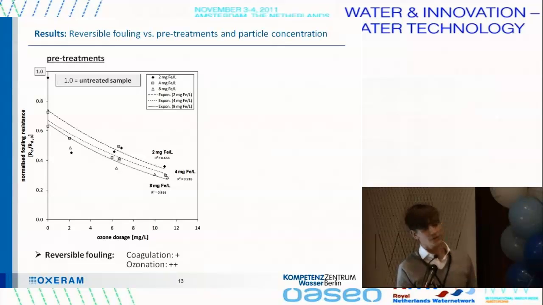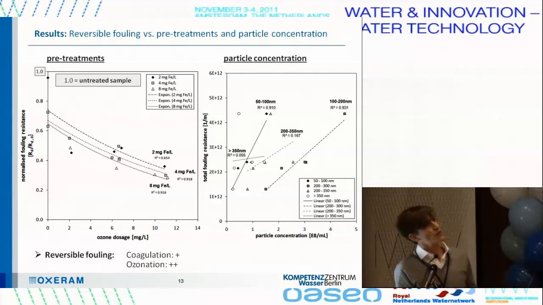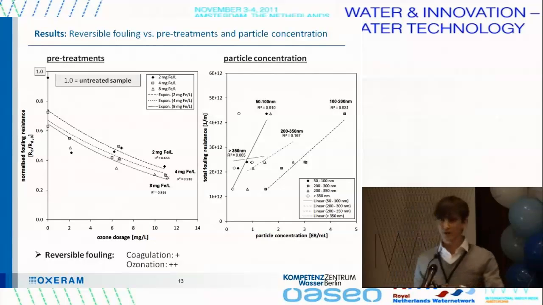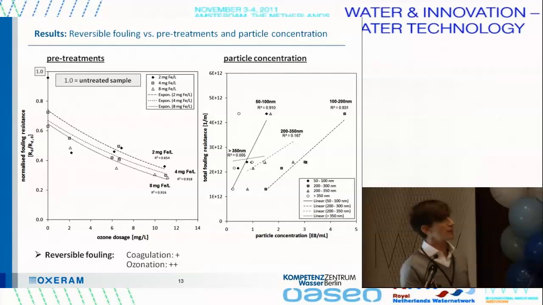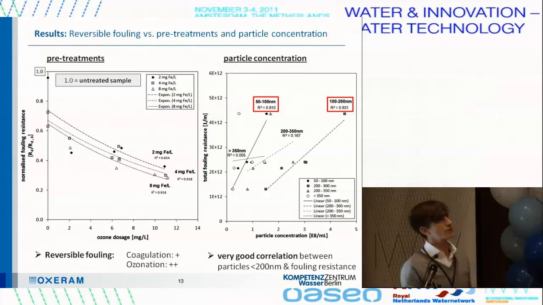Yeah. And then I tried to make a correlation between different particle fractions and the filtration behavior. And here you see the normalized fouling resistance plotted over the particle concentration of different particle fractions. And we found in every experiment that we have a very good correlation between the particle amount below 200 nanometers and our filtration behavior, the normalized, or the total fouling resistance.